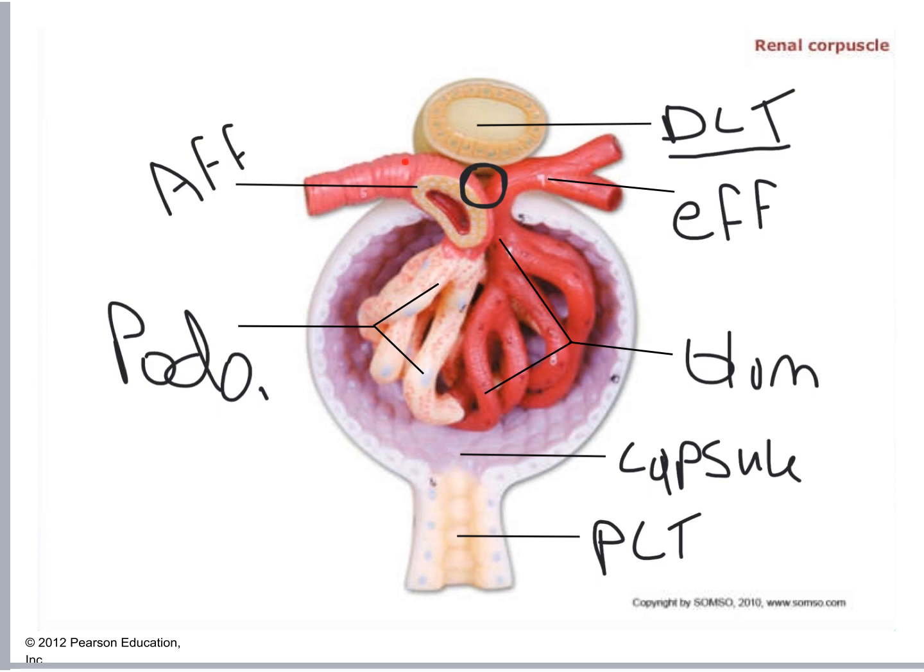All right, so the afferent arteriole is right here. Efferent arteriole is right here. This part of the renal tubule that passes real close to the efferent arteriole is the distal convoluted tubule. These cells are the podocytes. Now, they do cover all of the glomerulus, but they've removed them from the right-hand side so we can see the glomerulus underneath it. But these are the podocytes. And then this line is pointing to the glomerulus. This is pointing to the glomerular capsule. And then this is the proximal convoluted tubule.